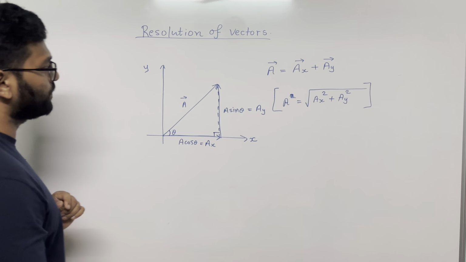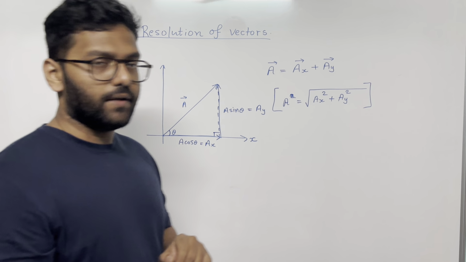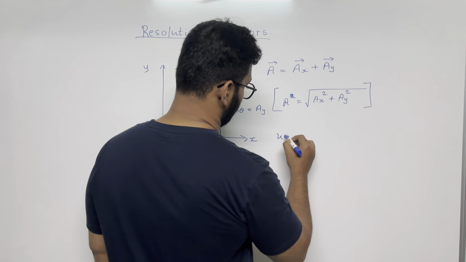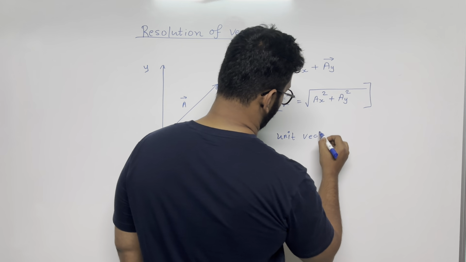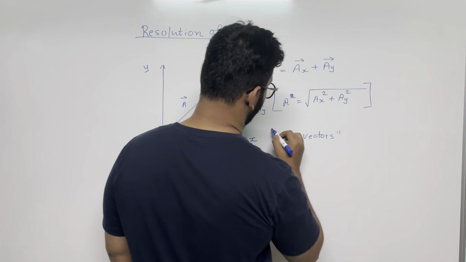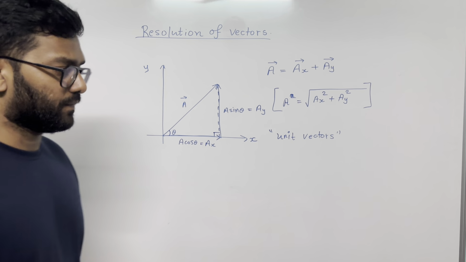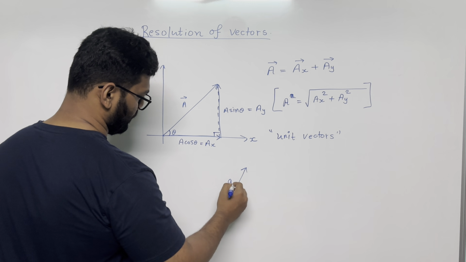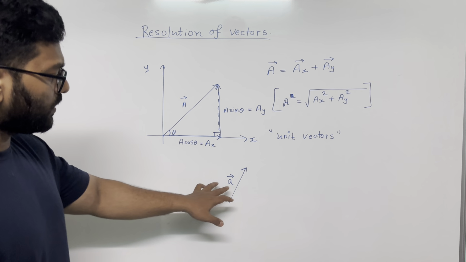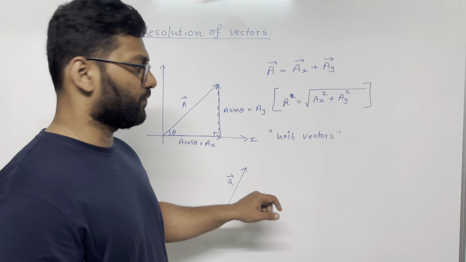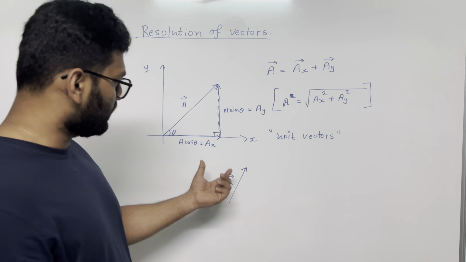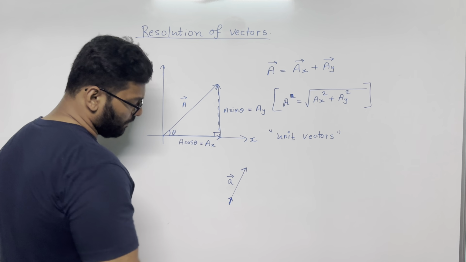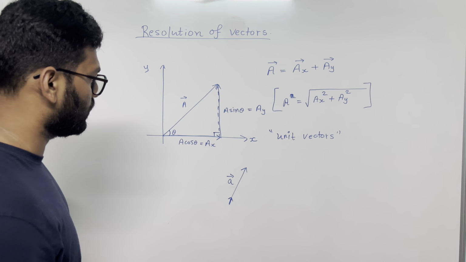Now I will go a little bit off topic and tell you something about unit vectors, right? Unit vectors are the special vectors which have magnitude one and a given direction. For example, suppose there is a vector a bar like this. This is not a unit vector. Suppose this has a magnitude a. The unit vector will have the same direction but it will have magnitude equal to 1. That is what we call a unit vector.